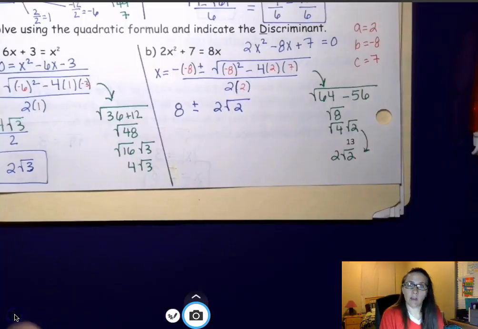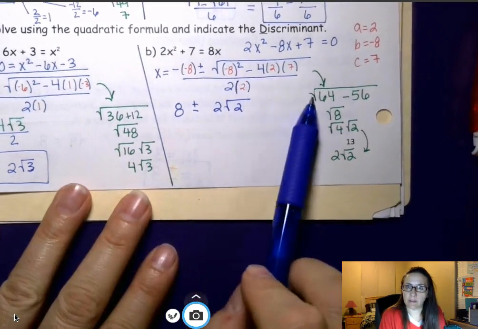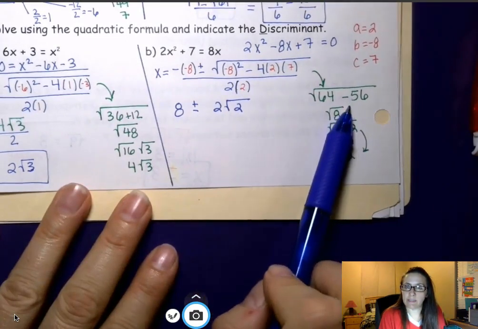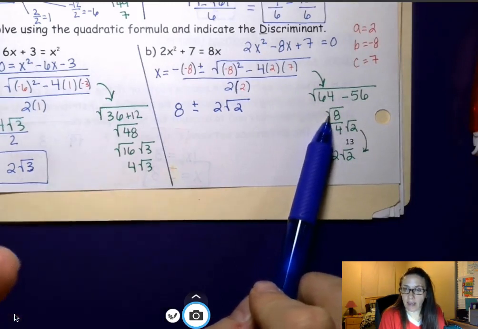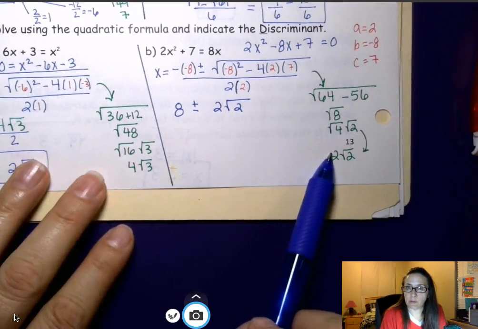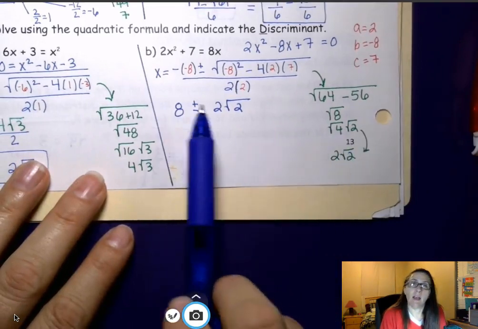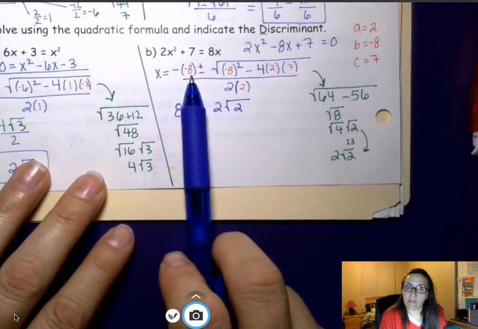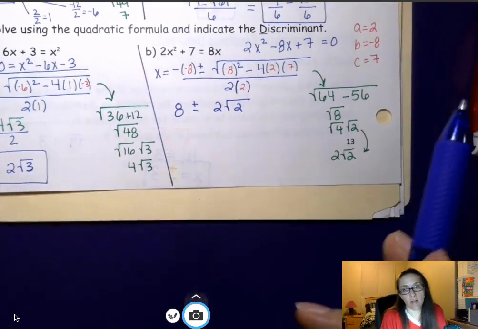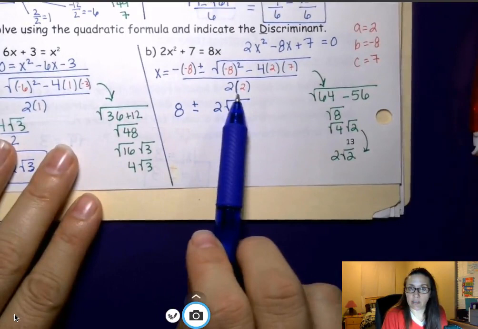Okay, so we get this one, negative 8 squared is 64. 4 times 2 is 8 times 7, we get negative 56. Subtract, we get 8. 8 has a perfect square factor of 4. 4 times 2, square root of 4 is 2 root 2. Opposite of negative 8 is an 8, plus or minus 2 root 2, all over 2a, which is 4.